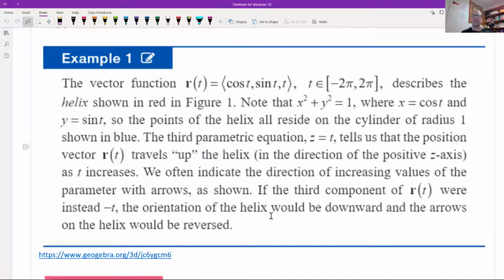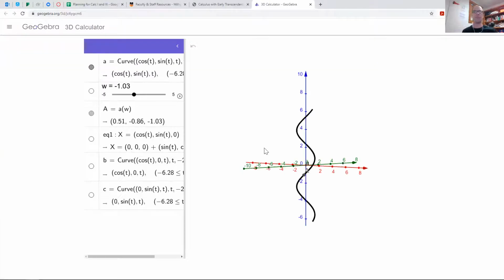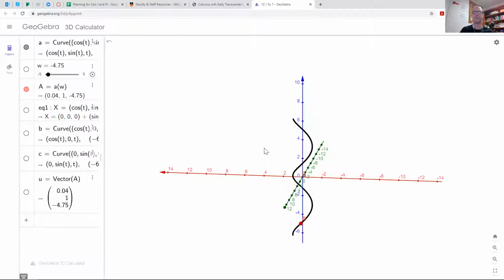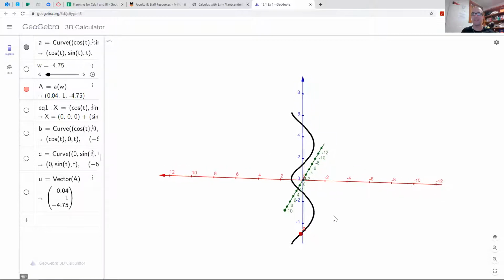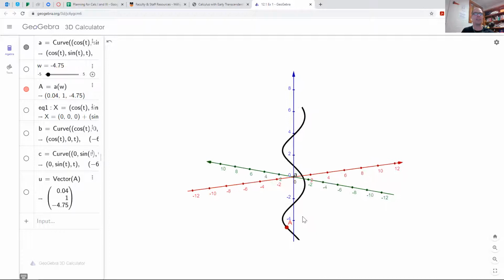And again, we're going to do the cross sections thing where we look at this function in different ways to see how the cosine, sine, and t come into play. So let's go ahead and do this, a little GeoGebra. All right, so here's our helix. And I might as well show you this live.